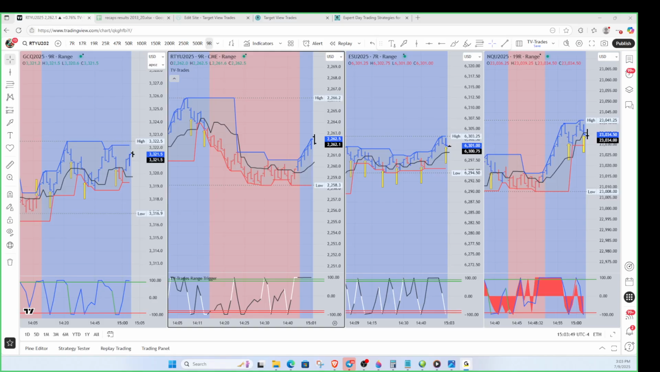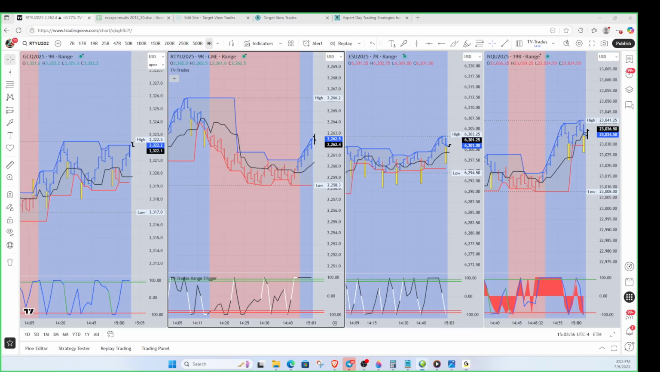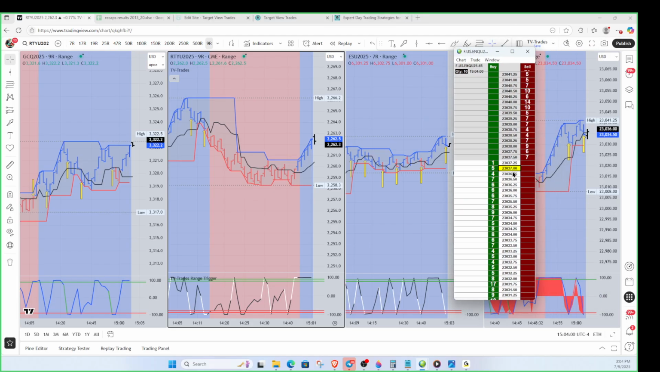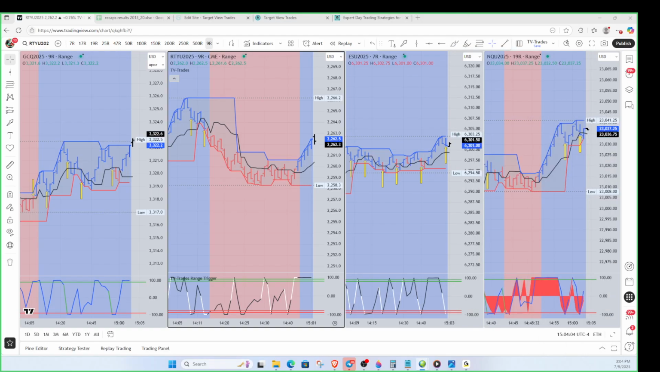My NQ chart is not hung. Your TradeStation chart is off, Larry. My NQ chart is matching my DOM right here. Tick for tick, matching my DOM. Okay. Everybody else has everything working.